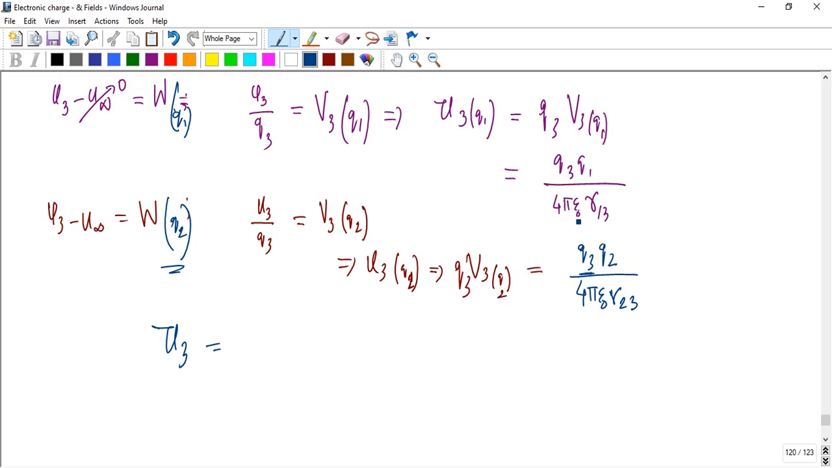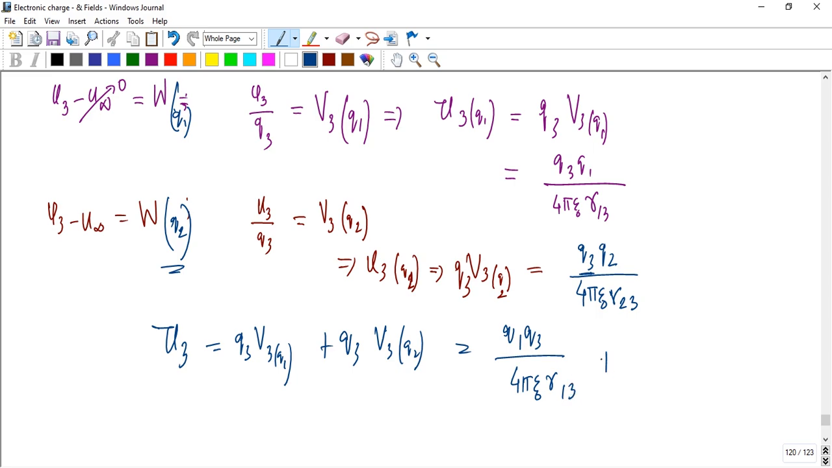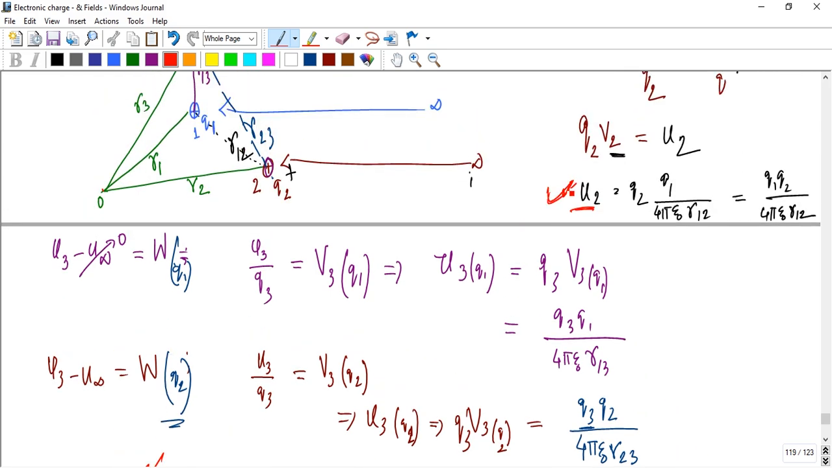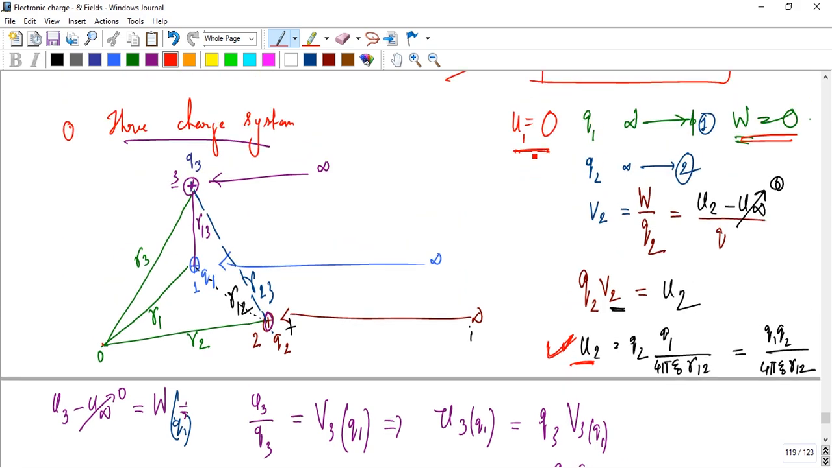Suppose now we add these two vectorially. Q3 V3 of Q1 plus Q3 V3 of Q2. Now adding these two, we get Q1 Q3 over 4 pi epsilon naught R13 plus Q2 Q3 over 4 pi epsilon naught R23. So here we get the potential energy on charge 3, here the potential energy on charge 2, and here we get the potential energy at a zero potential.